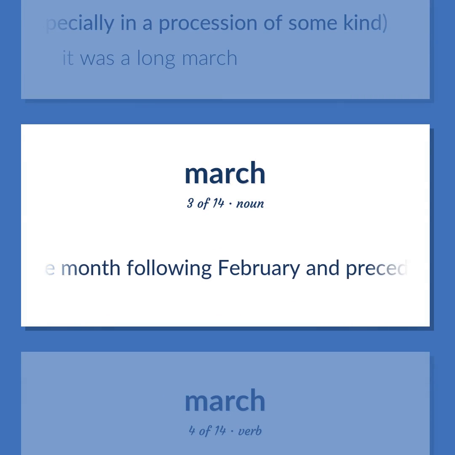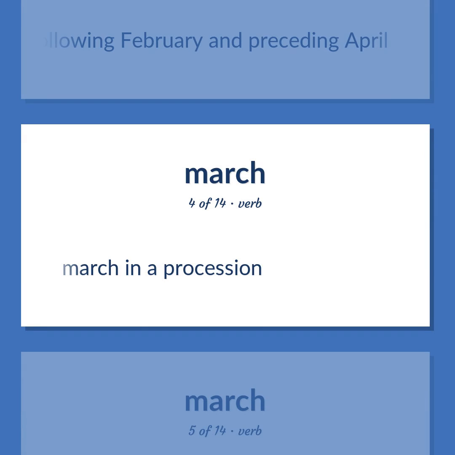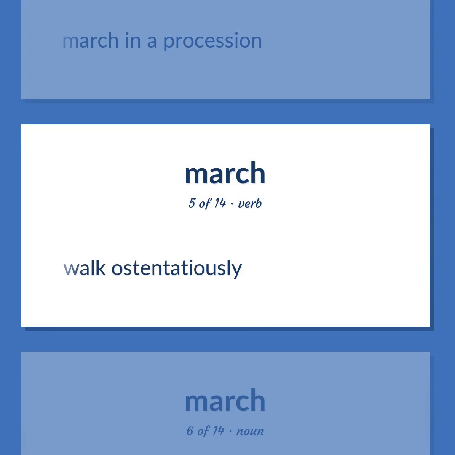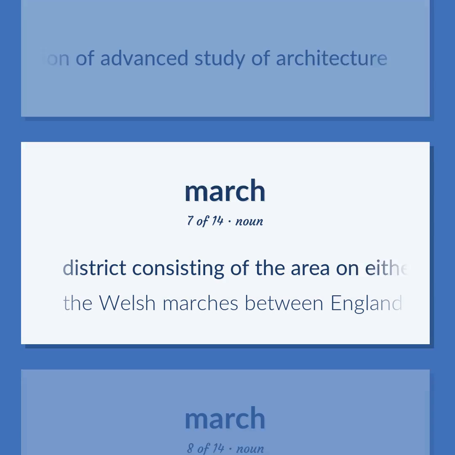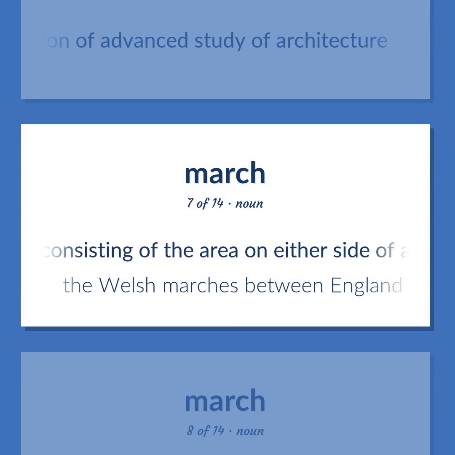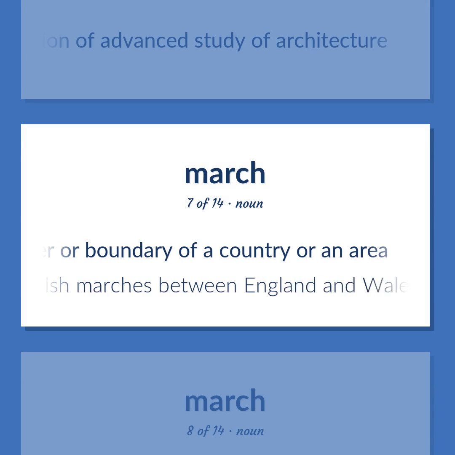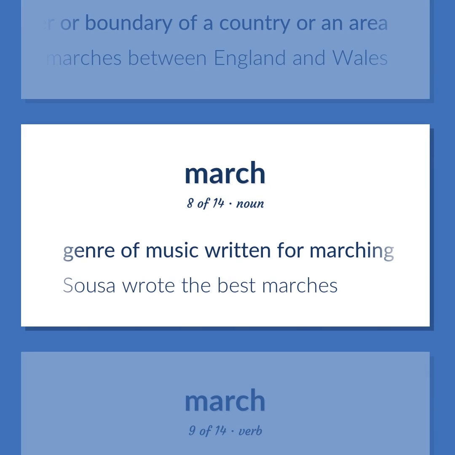The month following February and preceding April. March in a procession. Walk ostentatiously. A degree granted for the successful completion of advanced study of architecture. District consisting of the area on either side of a border or boundary of a country or an area. The Welsh marches between England and Wales. Genre of music written for marching. Sousa wrote the best marches.